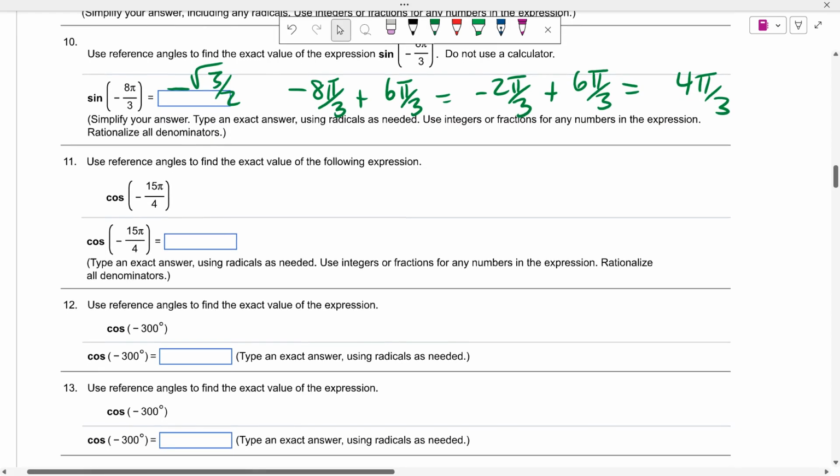Cosine of negative 15 pi over 4, coterminal angle. If we add 2 pi to it, how many pi over 4 am I adding to it? What over 4 is 2 pi?